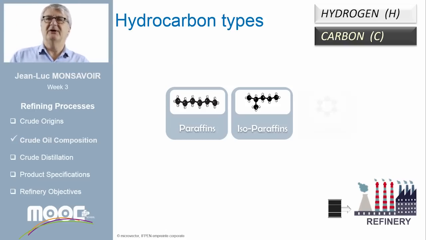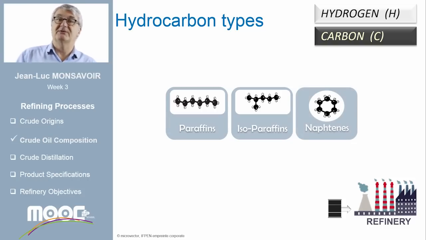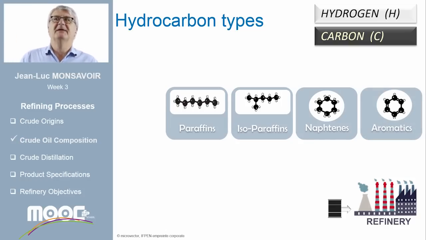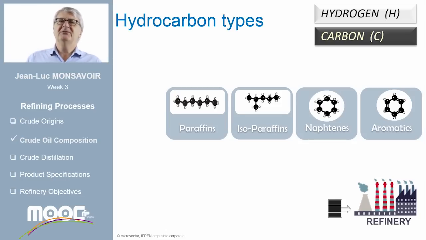The third type of hydrocarbon is naphthene families. These hydrocarbons are composed of carbon and hydrogen linked together in a ring shape. The last family is aromatic compounds. Aromatics are hydrocarbons composed of rings of carbon and hydrogen, but with double bonds between the carbon elements. Compared to naphthenes, aromatics have, for the same number of carbons, less hydrogen.